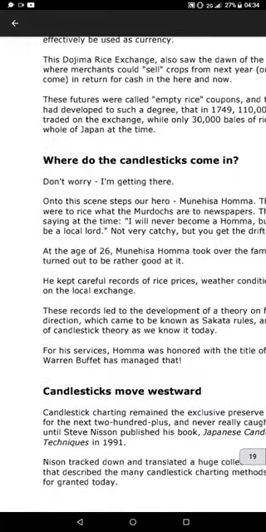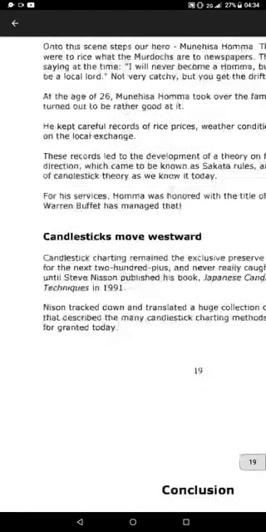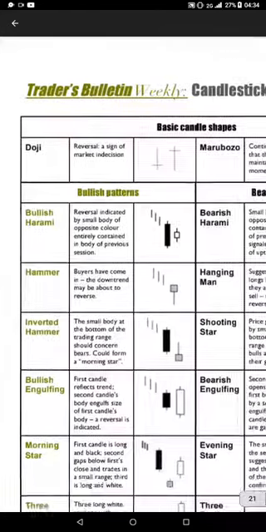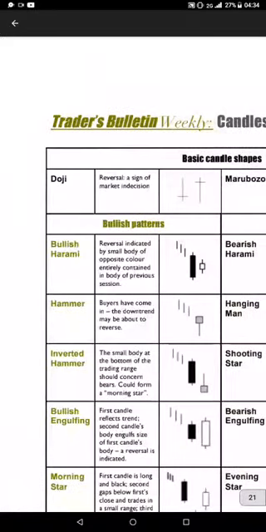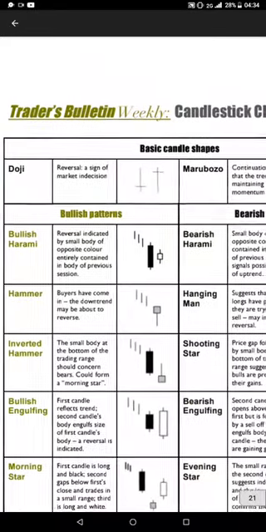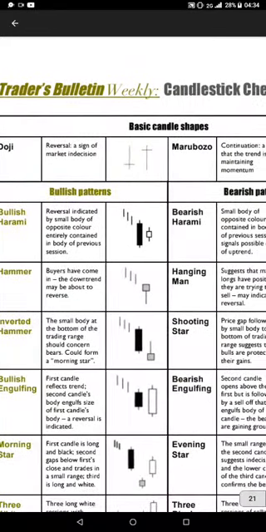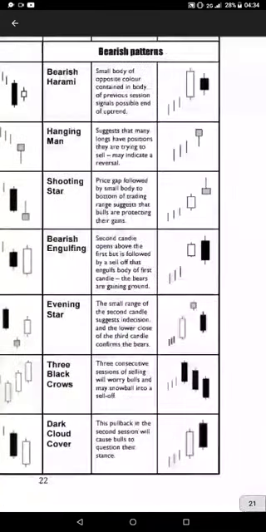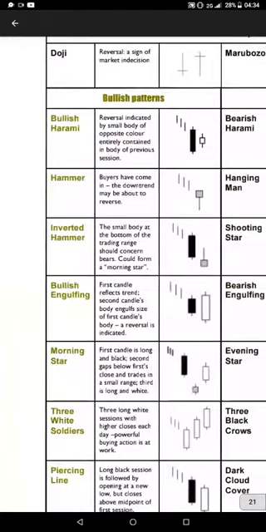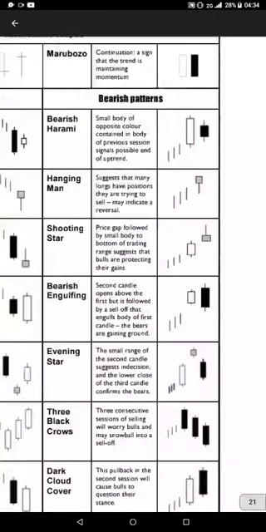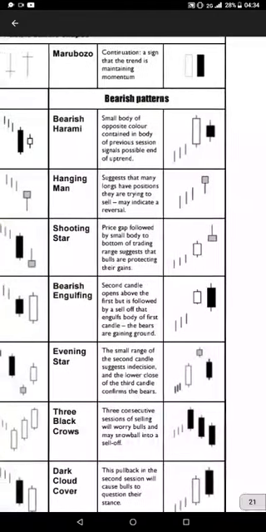Guys, where do the candlesticks come in? Don't worry, I'm getting there. Onto the next steps. Guys, I'm running out of space, guys. I think that is all for today. What you have to know is that it is a trader's bulletin. Yeah, this is what you want to know, guys: bullish patterns, bearish patterns.